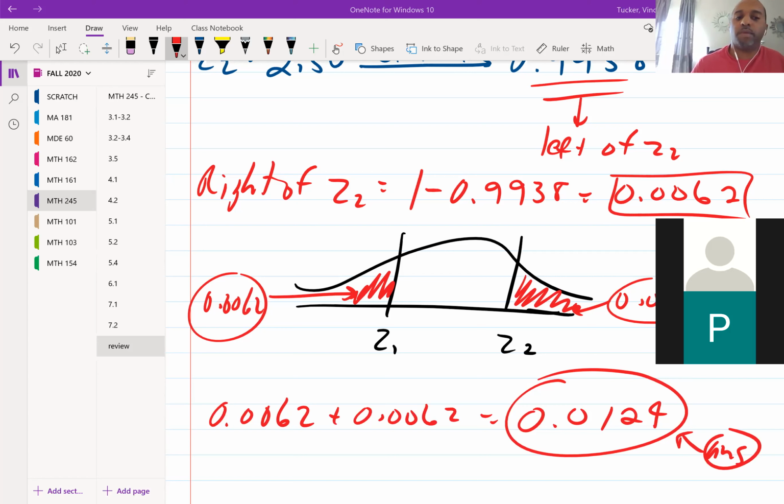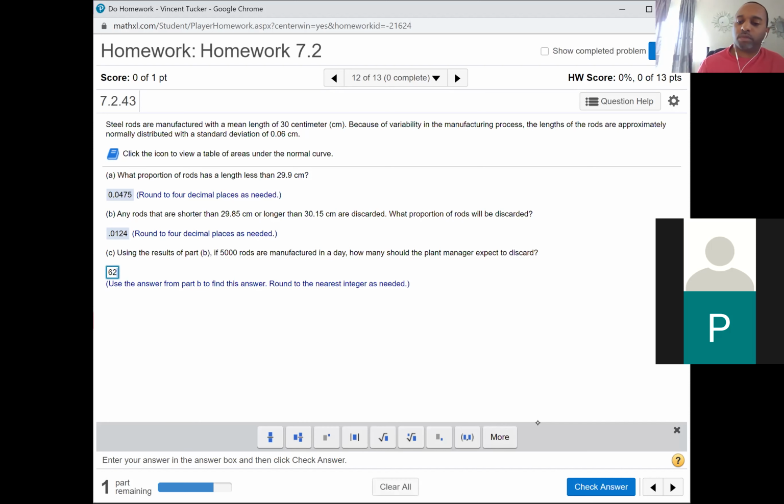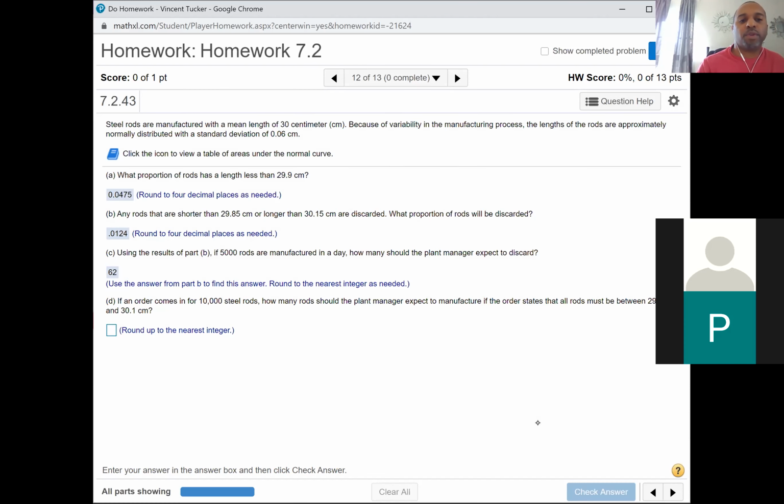Let's go back to the homework. Using results for part B, if 5,000 rods are manufactured in a day, how many rods should a plant manager expect to discard? We're using that 0.0124, and you multiply 5,000 by that. So it should be 62. All we did was multiply 5,000 by 0.0124.